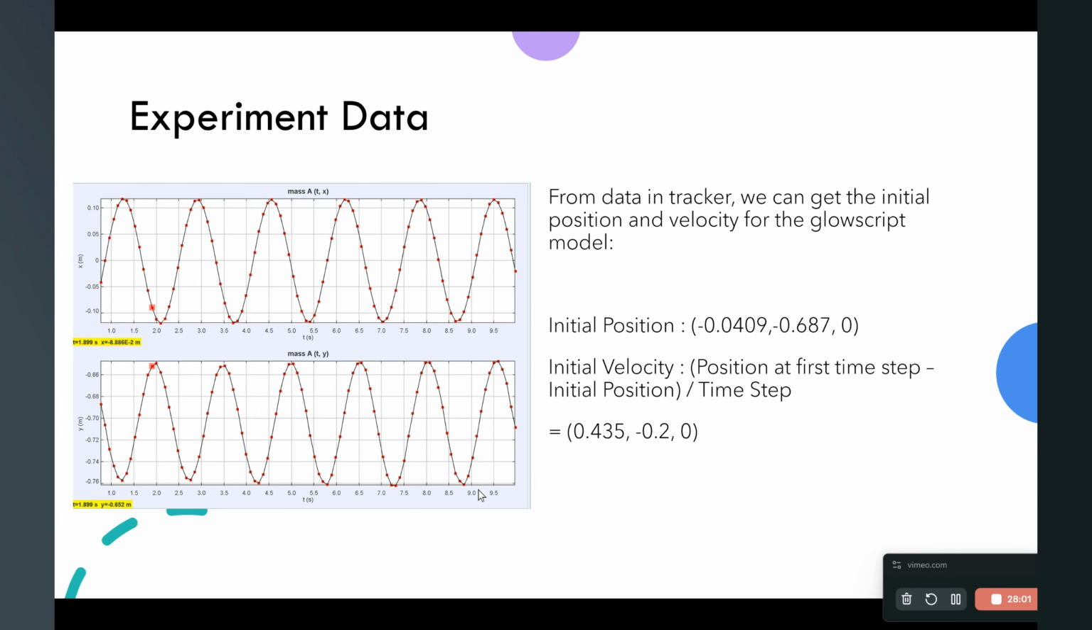Experiment data. From the data in Tracker, we can get the initial position and velocity for the GlowScript model. The initial position is negative 0.0409, negative 0.687, 0. And the initial velocity was calculated by using the first position data that we have for both x and y.